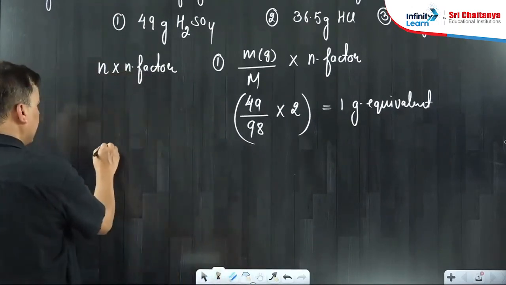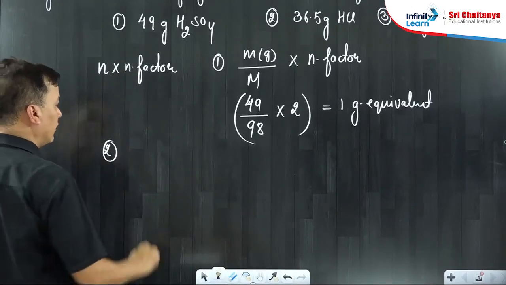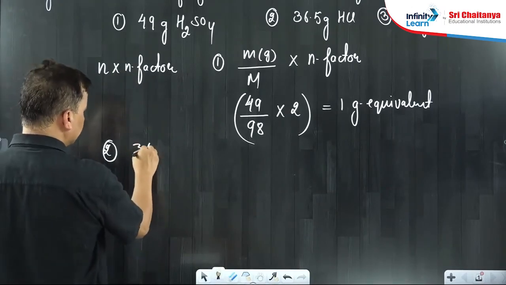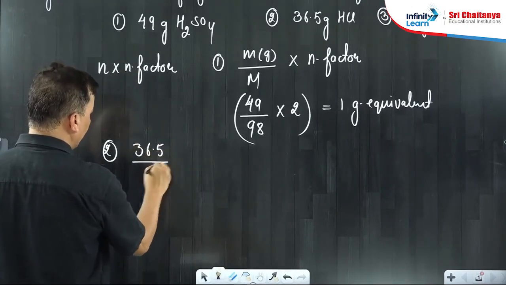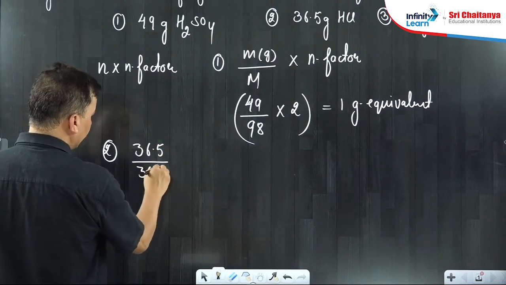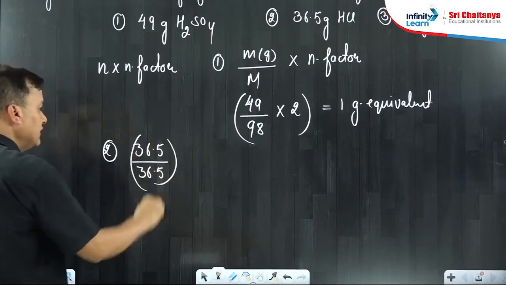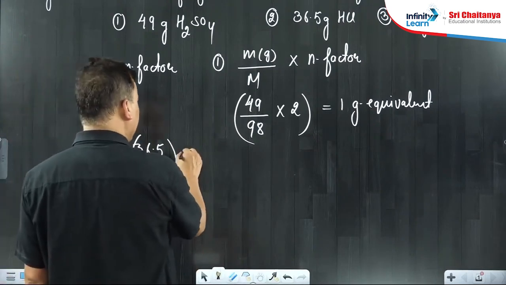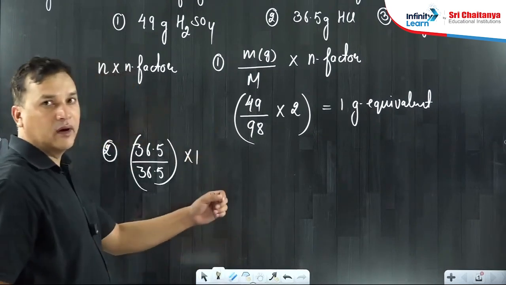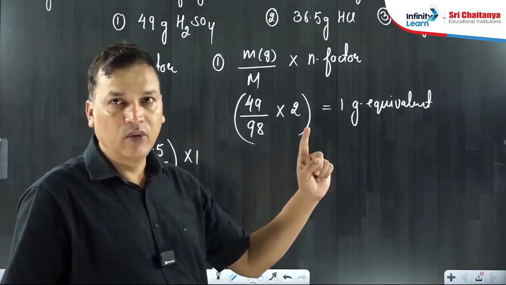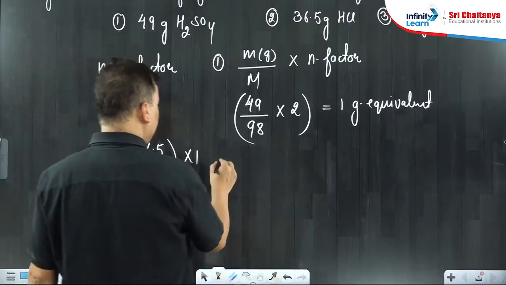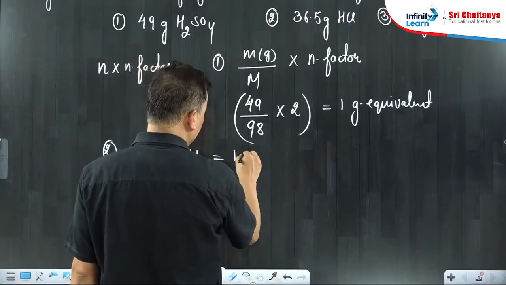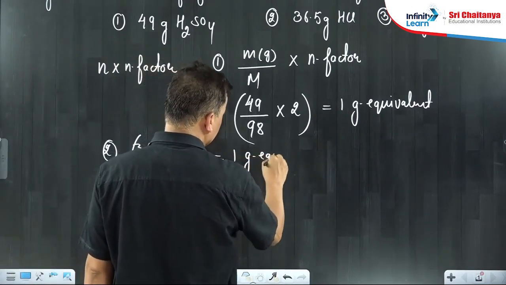So next, question number 2. Here we have 36.5 upon 36.5. Please tell me what these are. These are the number of moles, and we have to multiply with the N factor. The N factor for hydrochloric acid is 1. So how many gram equivalents are there? There is 1 gram equivalent.